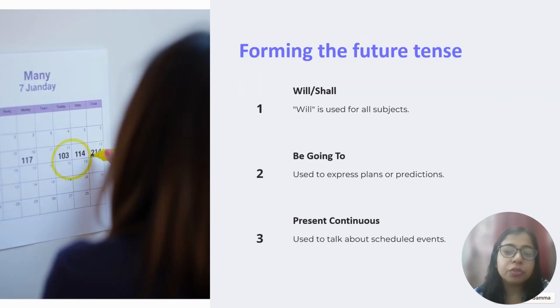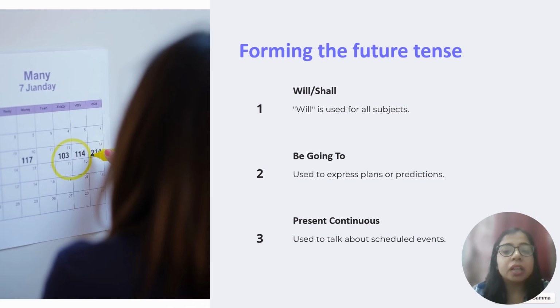Now forming the future tense. How do we form the future tense? First point, that is the most important thing in grammar, that in future tense, we use will or shall. Okay, that is the first rule of forming a future tense, that in every sentence we use will or shall. Okay, I will dance tomorrow. I promise I will come to you after 2 p.m.